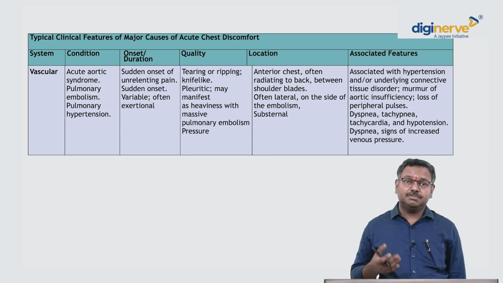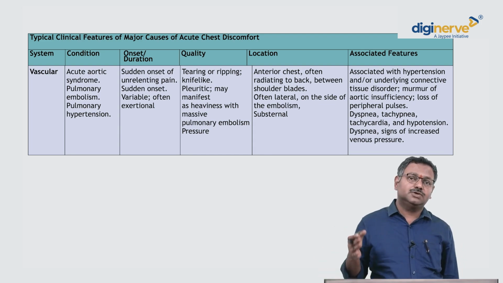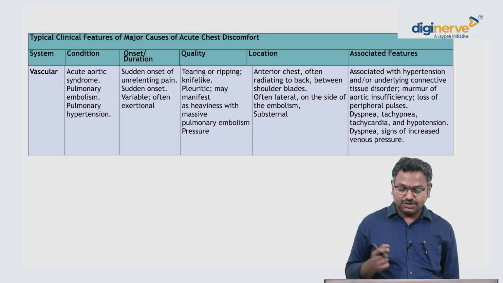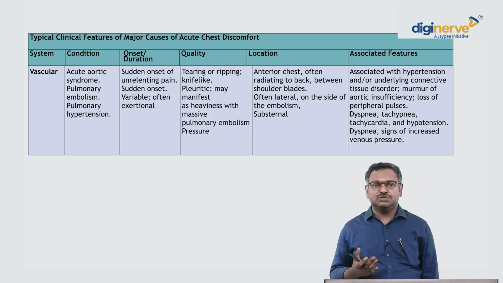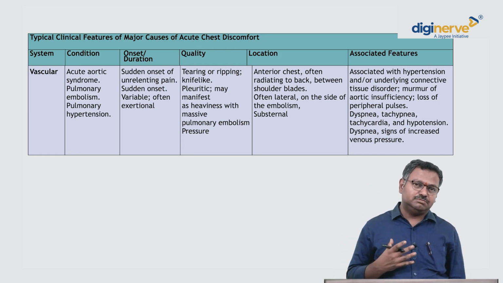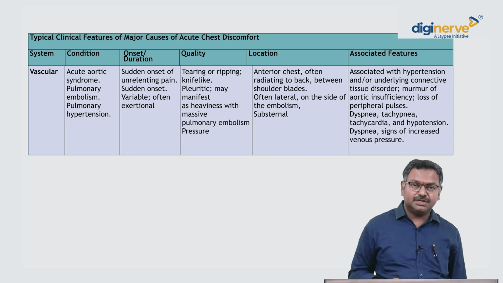In pulmonary embolism, the patient has sudden onset, sharp pleuritic pain, hypotension, hypoxia, tachycardia, and you might find that the patient is dyspneic. Pulmonary hypertension sometimes can present with chest pain, which could be exertional. The patient complains of pressure, and you might find features of loud pulmonary P2 and RV failure, etc.